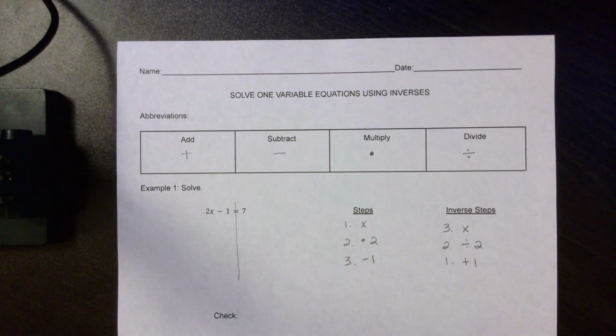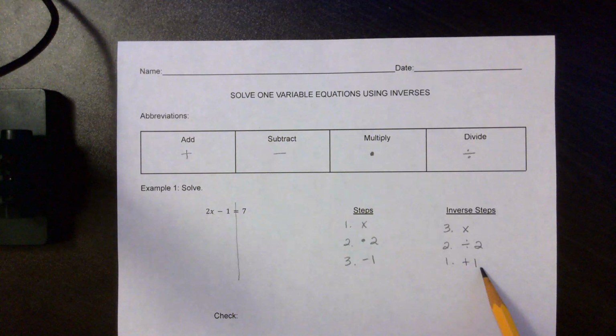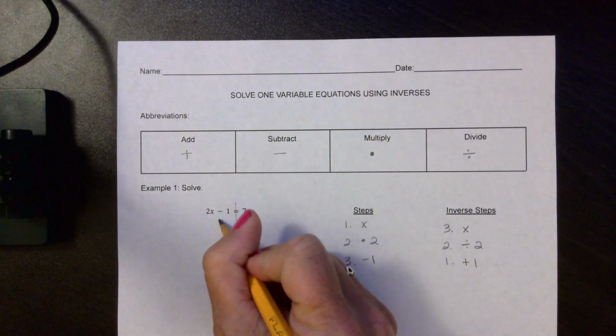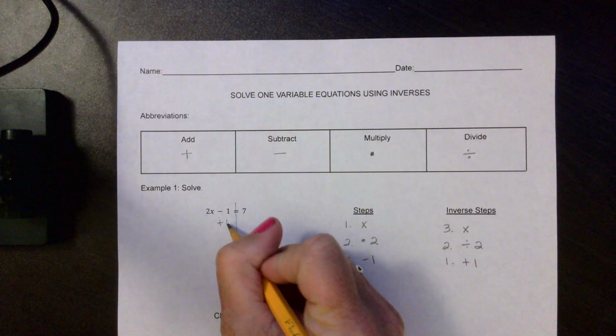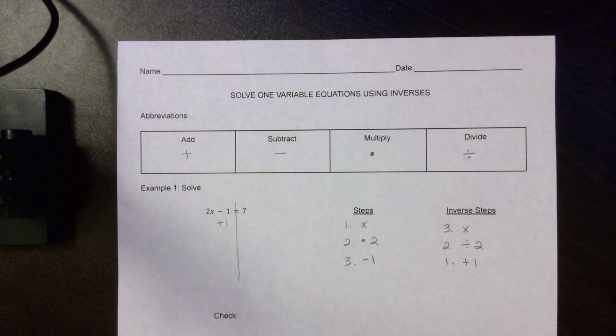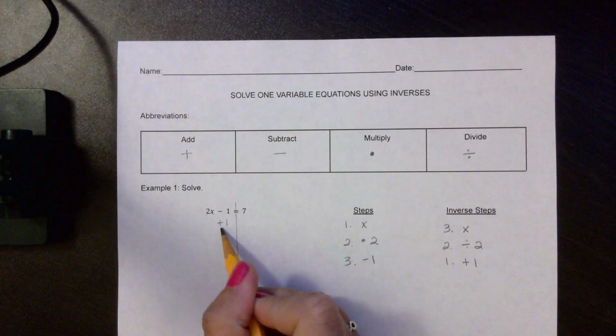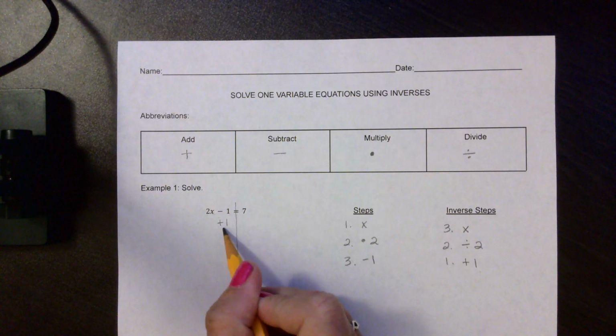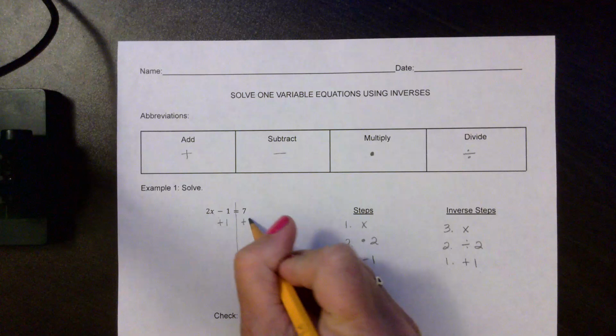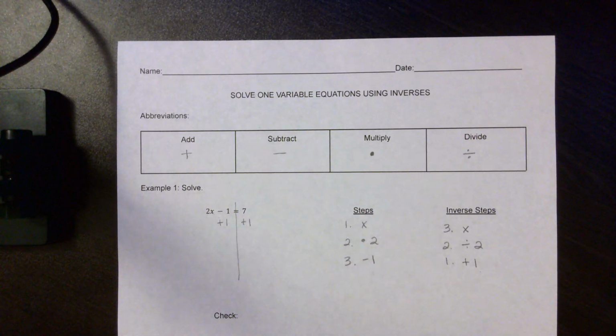So one thing we have to remember, whatever you do to one side of the equation, you always have to do to the other side of the equation to keep it balanced, to keep it true. But now we're just going to follow our inverse steps. The first thing that we're going to do is add 1 to both sides. I'm going to put that plus 1 under my negative 1, since those are like terms. And since I did plus 1 on the left side, I also need to do that on the right side.